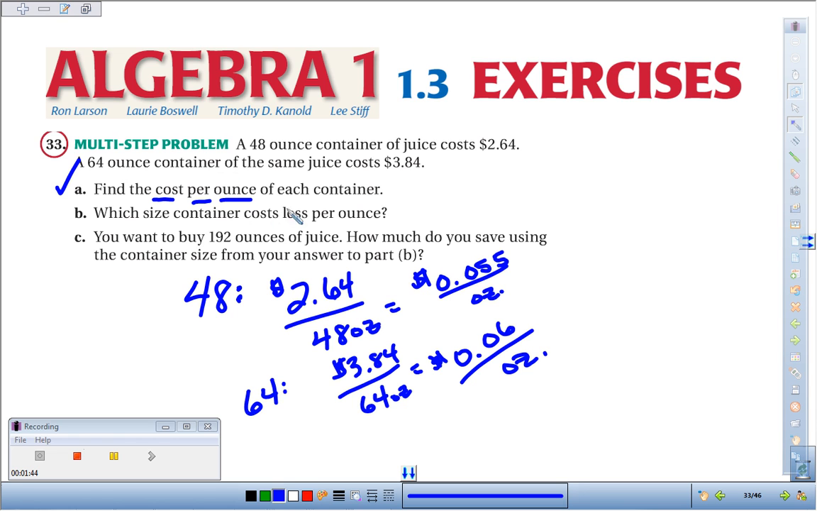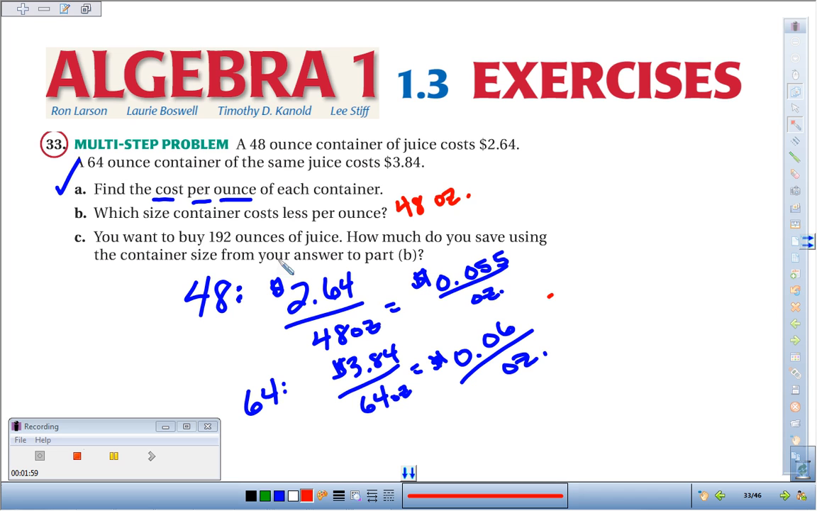Which size container costs less per ounce? Okay, well, just compare which one is smaller. That would be the 0.055, so that would be your 48-ounce container. And then you want to buy 192 ounces of juice. How much do you save using the container size from your answer in part B?